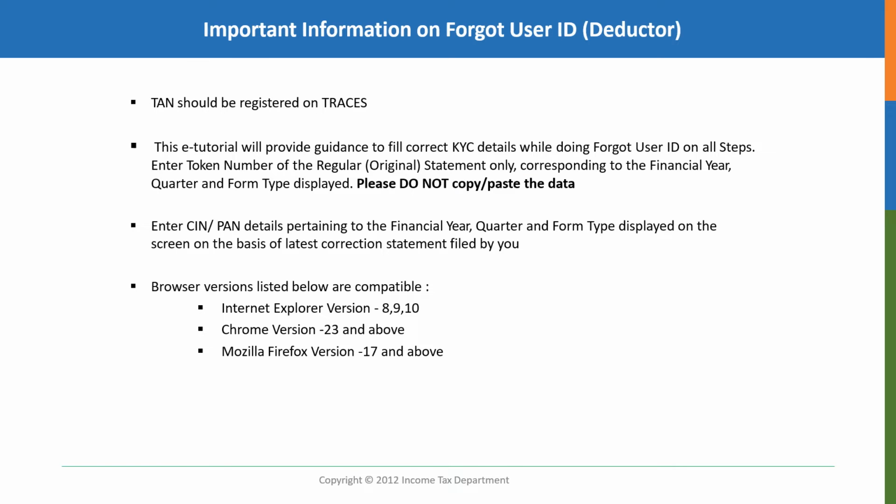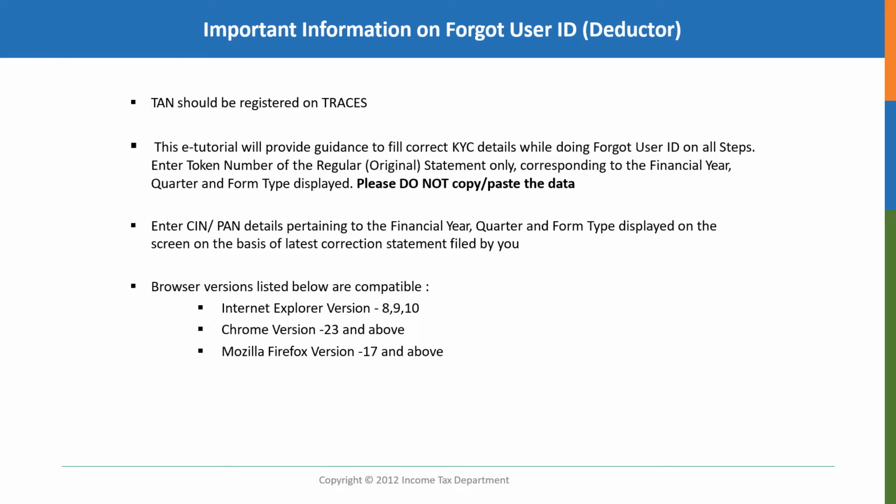The deductor must keep a few things in mind before using this functionality. One is the browser: Internet Explorer version 8, 9, 10, Chrome version 23 and above, and Mozilla Firefox version 17 and above are compatible to use this functionality. Then the TAN should be registered on the Traces, and this e-tutorial will provide guidance to fill the correct KYC details while using this forgot user ID functionality.